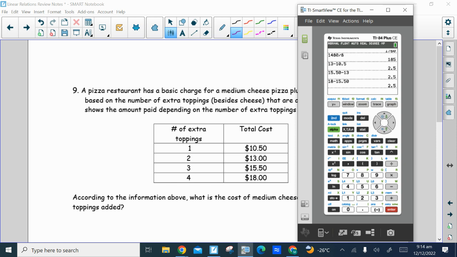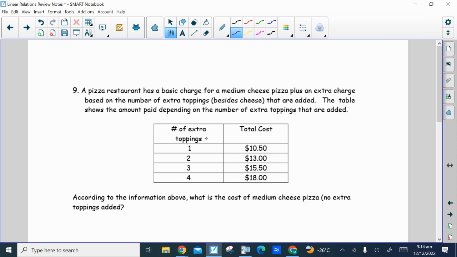But in this case, we want to know the price of the pizza without any extra toppings. So we need to go backwards on the table, which means we have to know the total cost when the number of toppings is 0. So we're going backwards on the table. On the right side, you're adding $2.50 as you go down. So if you're going to go up, you're going to subtract $2.50. So the answer here would be $10.50 take away $2.50, which would be $8.